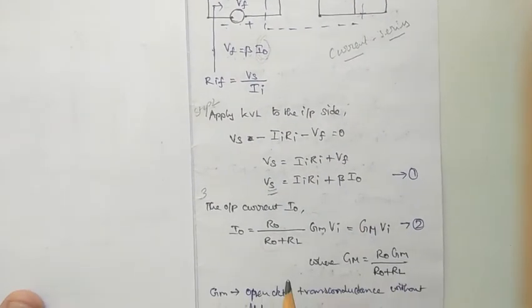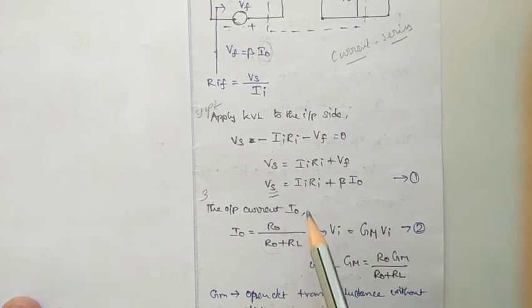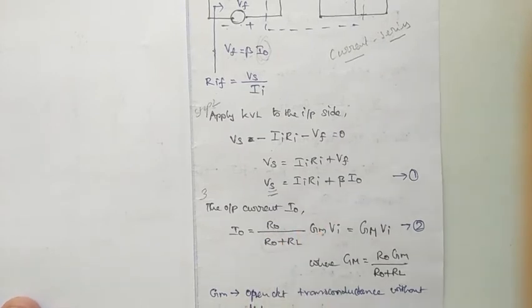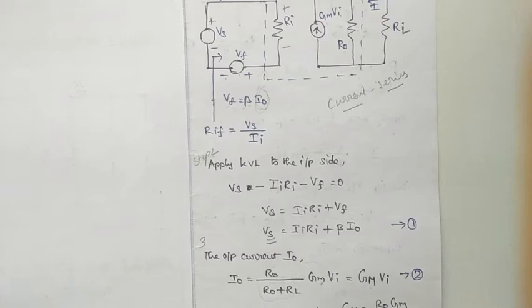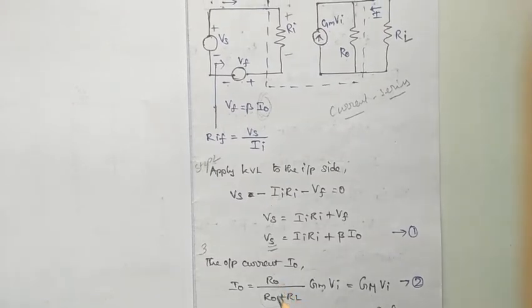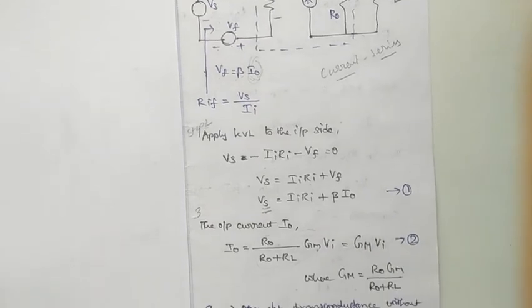Then I go for finding the output current. Using the current divider rule I can write I naught is equal to R naught by R naught plus RL into gm Vi. This entire expression I can replace with G capital M, since we already have a small m here. This will be equation 2.